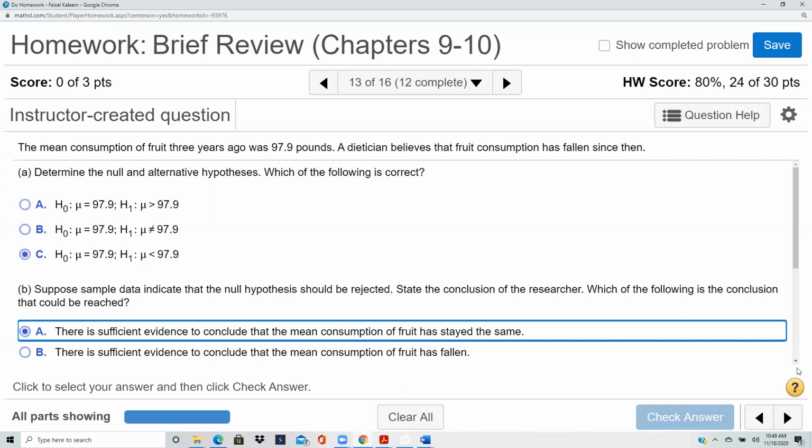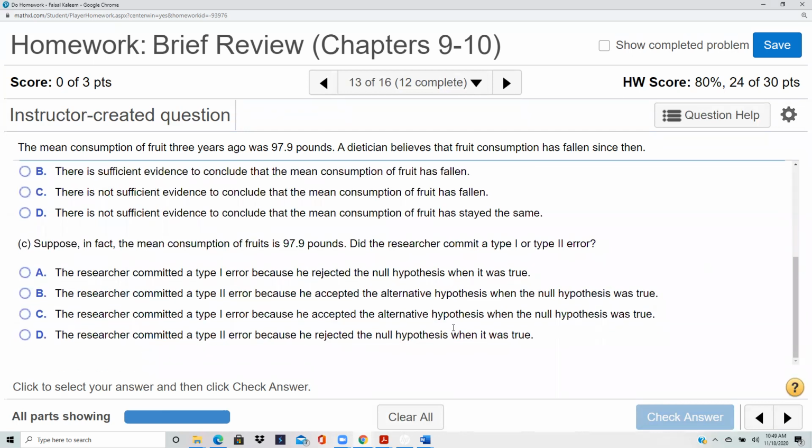So if type 1 says that null is true, but you reject it, the other error could be that null was not true, but you accepted it, right? So not true, but you accepted it. Yeah, so that's also an error. So now which one is this? Is this type 1 or type 2? Type 1, yeah, because the null was true, but you rejected it and went by the alternative. So that's type 1 error.